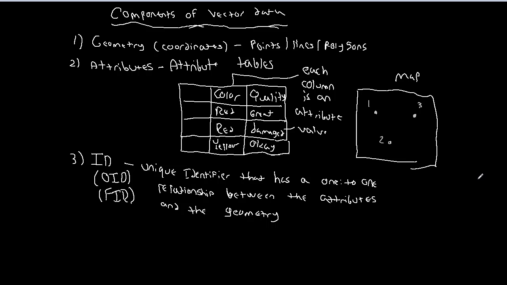What do I mean by this? What do I mean by a unique identifier that has a one-to-one relationship between the attributes and the geometry? Well, I'm being a little bit redundant here in the sense that I say unique identifier and one-to-one. But what I mean is, let me use blue here. This one right here that I sort of drew here.